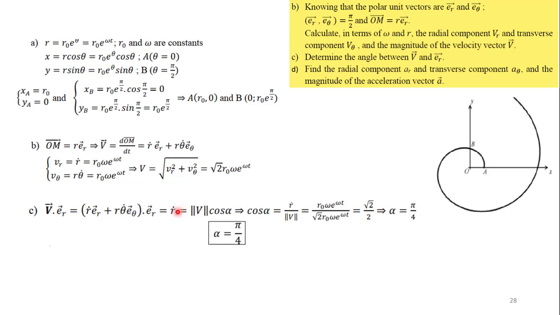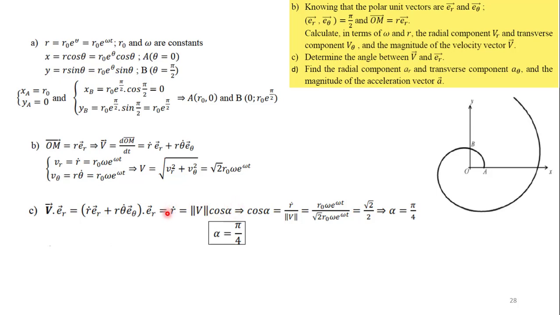This is from one point of view. This is the scalar product. We use the definition of the scalar product, the first definition. The second definition of the scalar product is equal to the magnitude of the first vector times the magnitude of the second vector times cosine of the angle between them. So the magnitude of V is written like this, times the magnitude of ER, it's 1, times cosine of the angle between V and ER, we called it cosine alpha.